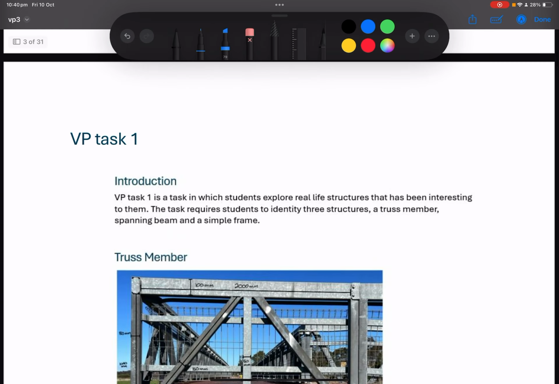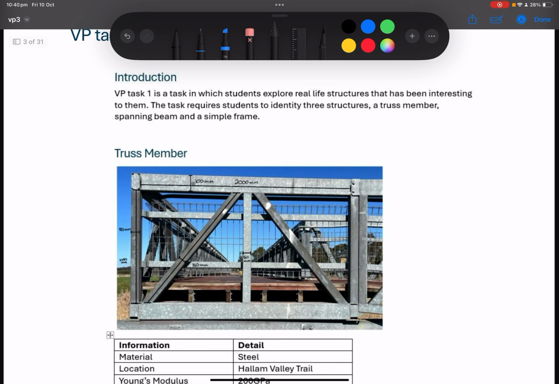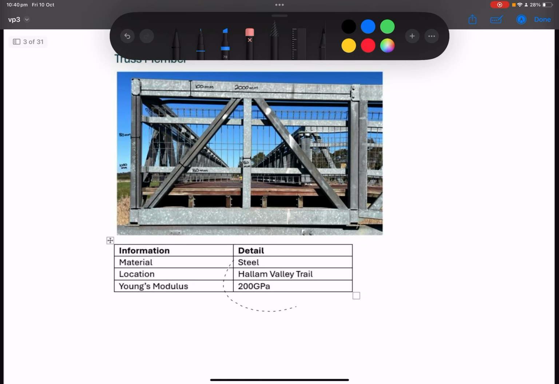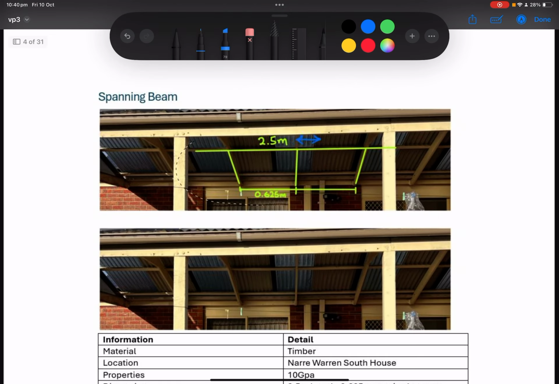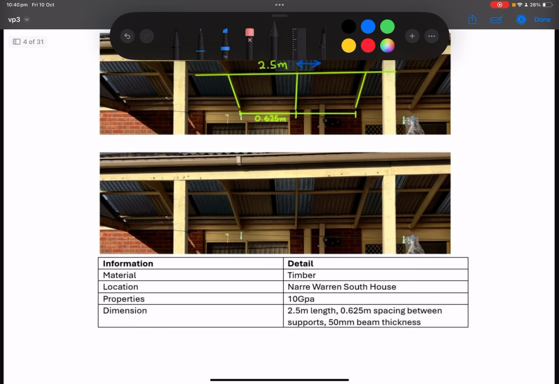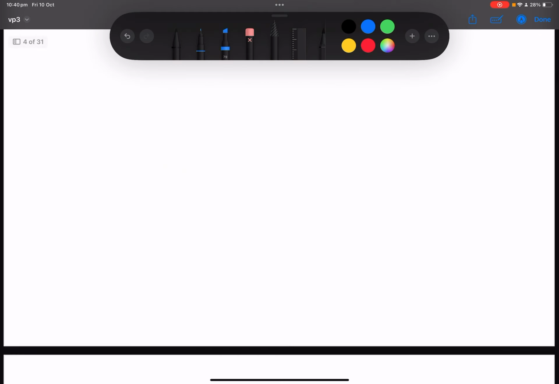We look back at VP task 1. As I mentioned earlier, I had to find 3 structures, so this would be my truss, Hallam Valley Trail, of steel, and I assume a Young's modulus of 200 GPa. Spanning beam seen over here with 3 different legs to be classified as a spanning beam. This was in my house in Narre Warren South. Assumed property of 10 GPa for timber. Dimensions given over here below.